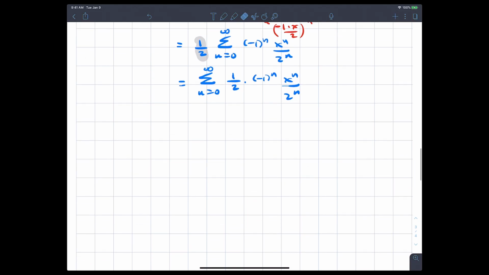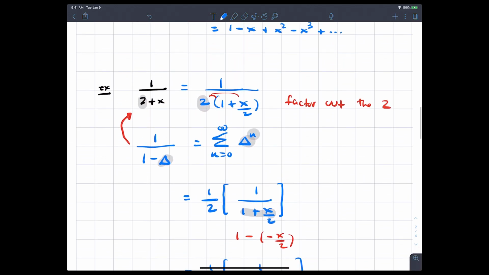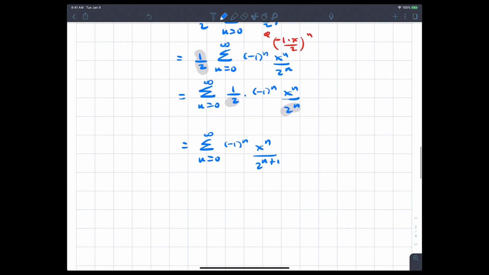Now, by some algebra or arithmetic, we have -1 to the n, x to the n over 2 to the n plus 1 now. Because we're looking at down here multiplying these two, because we're multiplying fractions, and you multiply the denominators. So here's another power series representation. And this was actually 2 plus x. Yeah, okay. So here's my function, 1 over 2 plus x.